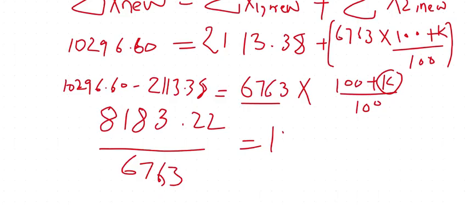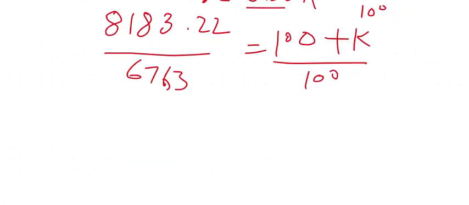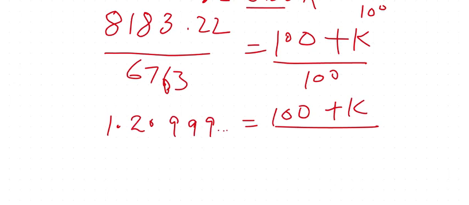All right? So what is the next step we have to do? We do the simplification. We get 1.20999 equals 100 plus k divided by 100. And this 100 is in division, so when we take it to this side, it multiplies with this term and we get 120.99, okay, equals 100 plus k.